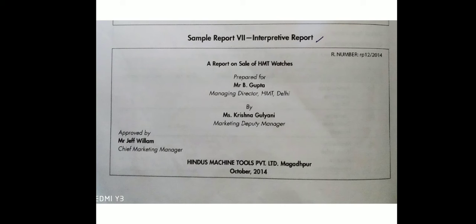So when you're preparing an interpretive report, the first will be the title page. In the title page you have to include your name and the person to whom you're submitting, along with his designation, and also the person who has approved this report, even their name has to be mentioned, and the main topic or the main company on which you have carried out the project.